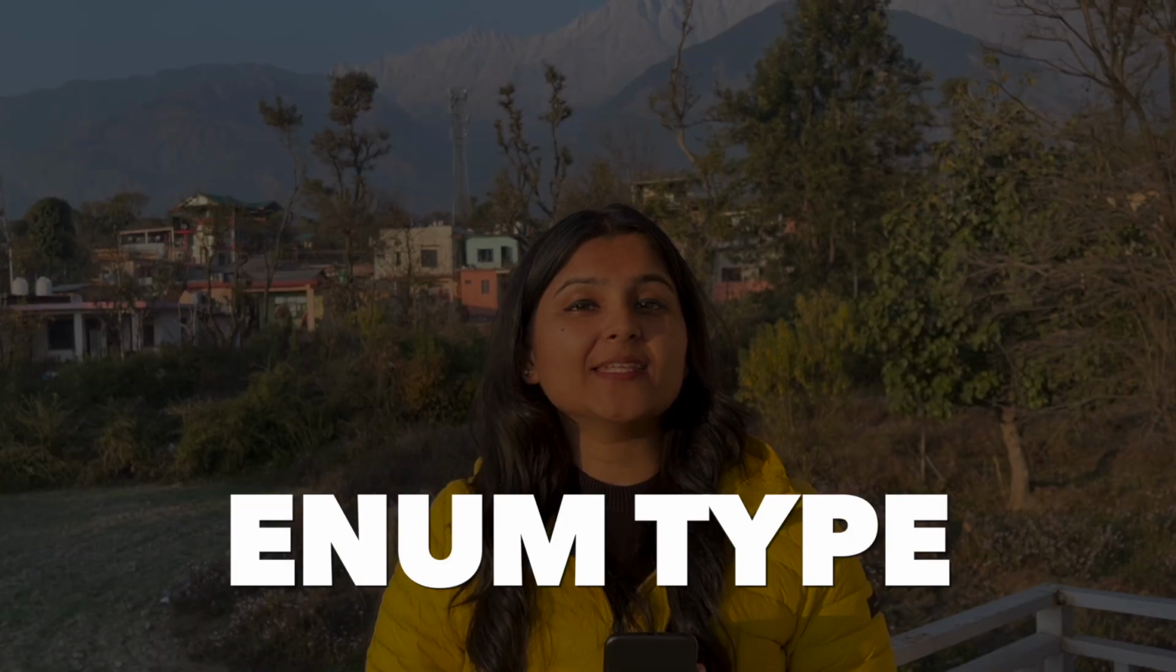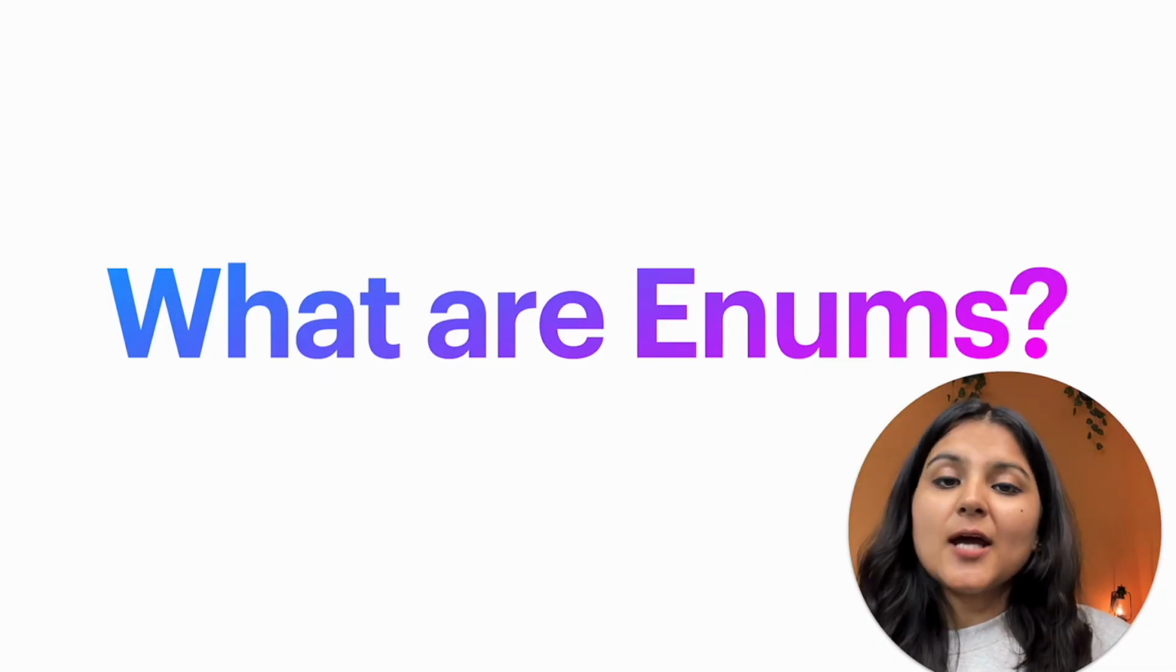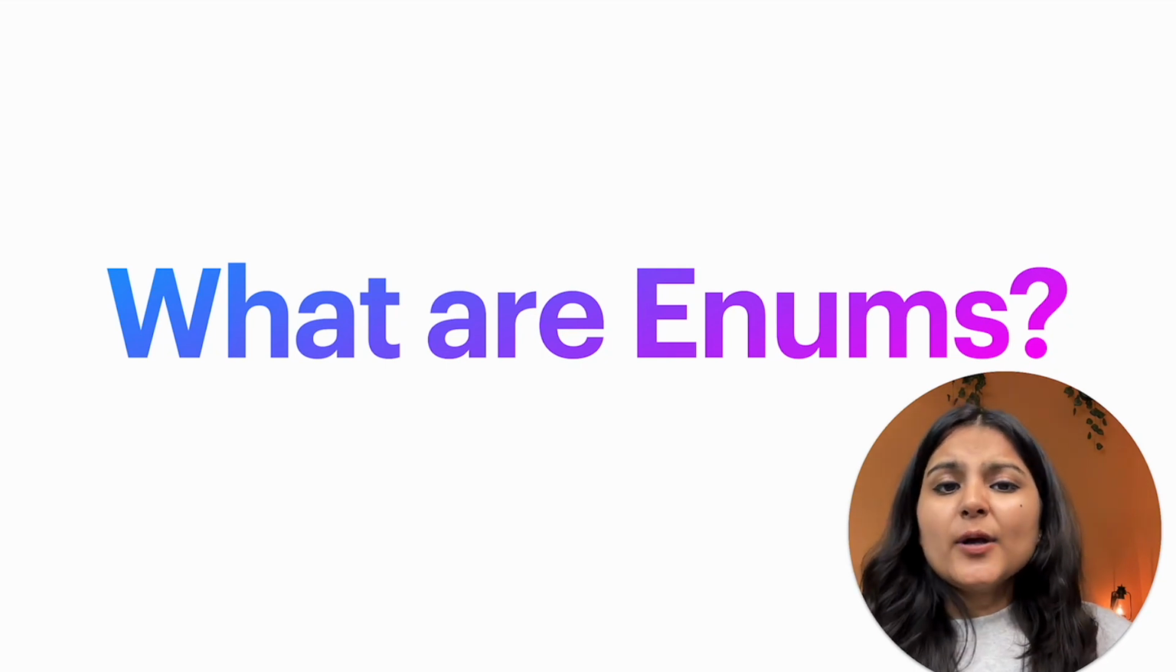In this video of the TypeScript series, we are going to discuss the enum type in TypeScript. So let's get started. Let's first understand what enums are. An enum is a special kind of data type consisting of constant values which are given a name. So it's a way to define named constant values.